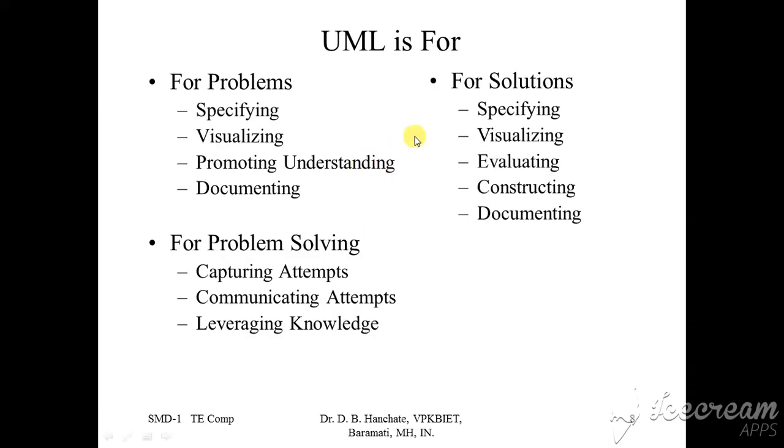So what is UML actually made for? It is made for three things: the problems, the solutions, and problem solving. How can you use it for problems? You can specify the problems, visualize the problems, promote understanding of the problems, and document the problems. Depending upon that, we should have solutions with specifications, solutions with visualizations, solutions with evaluations of the problems, and constructions of some of the things in your problem, and then we do the documentation of the solutions.